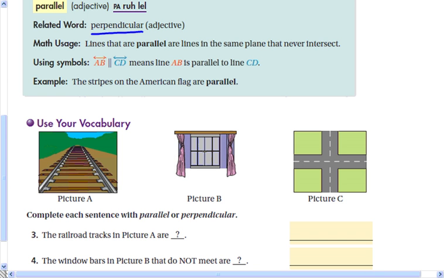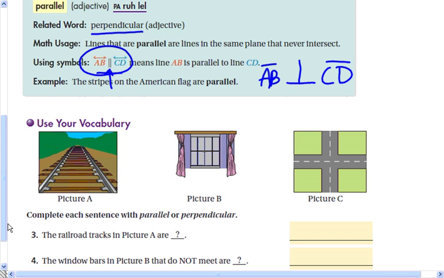Perpendicular means two lines that cross to form a right angle. And in symbols, there is a symbol for perpendicular. So if I say something like AB perpendicular to CB, that means segment AB is perpendicular to segment CB. And then there's another set of symbols here. You can see that a double line like that means parallel.